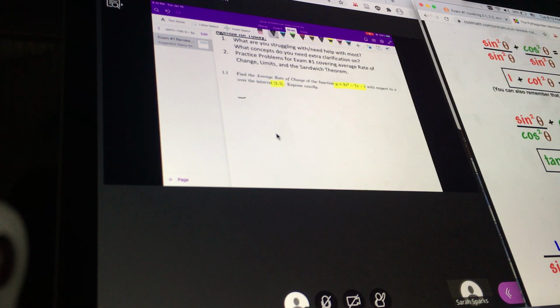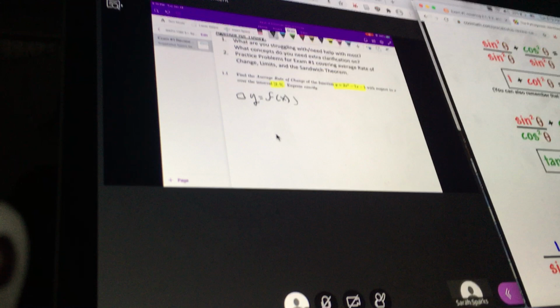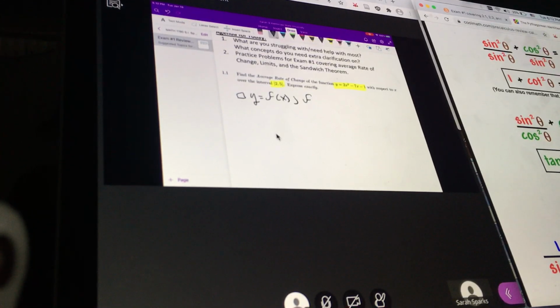So right here, I'm just going to make a little bullet point. I'm just going to say y is equal to f of x, and then let's start with f of 2. We're going to plug in 2 where x is. So it's going to be 2 squared, which is 4, times 2 is 8. 2 times 7 is 14, minus 1. And now we're just going to get negative 7.